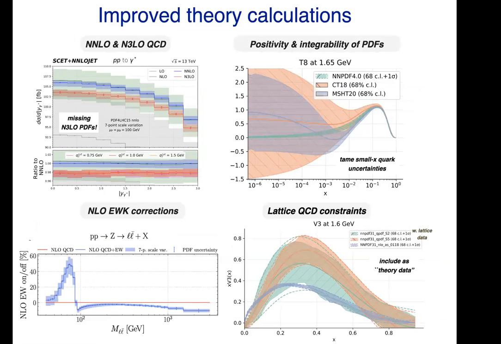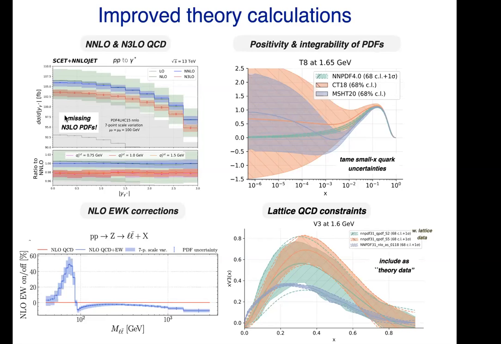We are also working very hard on improving the theory calculations because, of course, you can have excellent data, but if you have a very poor theory calculation, you cannot really extract the PDFs. And this includes computing QCD corrections up to higher order in perturbation theory. So NNLO is now a standard, and N-cube leading order is becoming available for many processes. In this case, this is for Drell-Yan, neutral current Drell-Yan production.